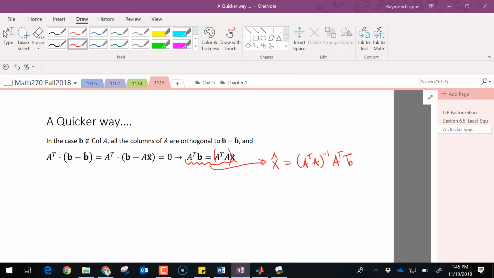The fact that B minus B hat, I guess that wasn't explained clearly. B minus B hat is perpendicular to Col A. Well, it's perpendicular to Col A, so that's to say B minus B hat is an element in Col A perp.